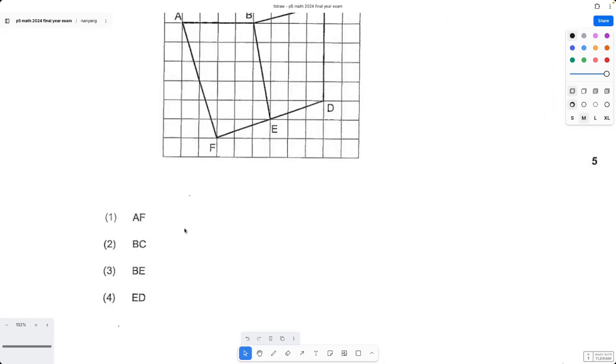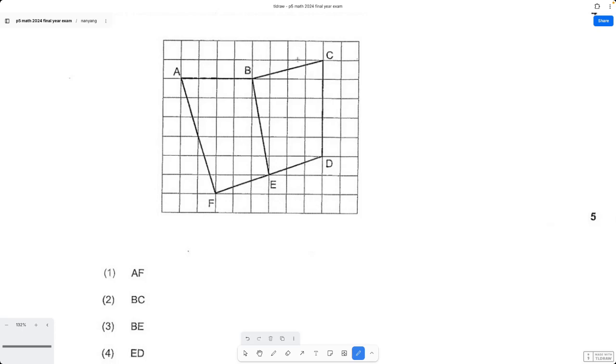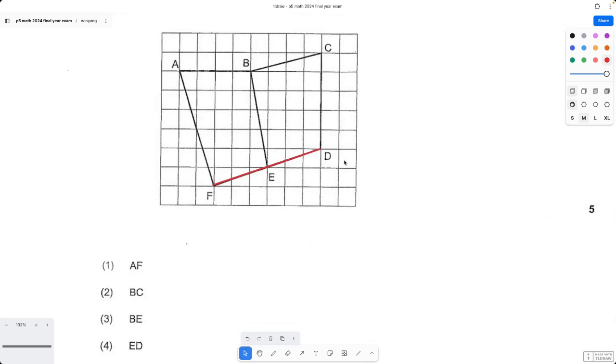Alright, let's move on to question number 3. In the square grid below, which line is perpendicular to FD? So FD, I'm going to draw the line in red. So FD is over here. Which line is perpendicular? It's either AF, BE, or CD, right?